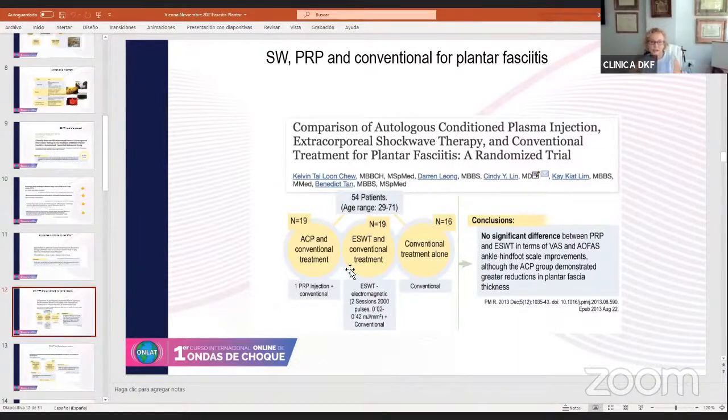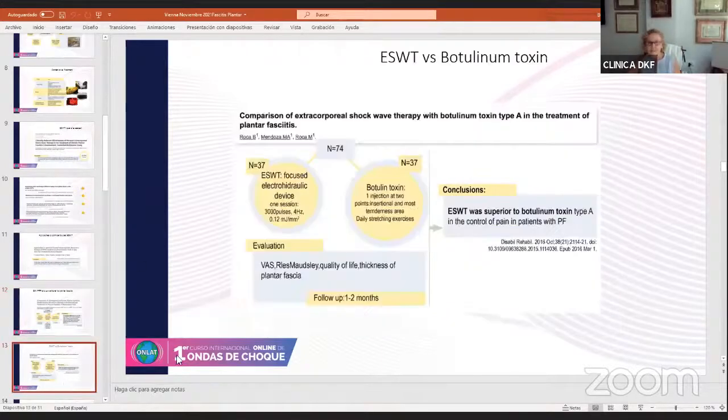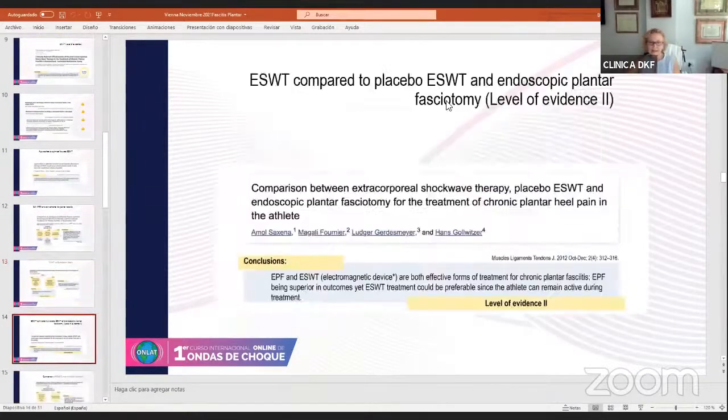And as you see, the comparison of PRP and conventional treatment with extracorporeal shockwave therapy concluded that really there are not significant differences between all these treatments. But if we compare with botulinum toxin, then shockwave therapy was clearly superior to this treatment. And we compare to placebo and endoscopic fasciotomy.